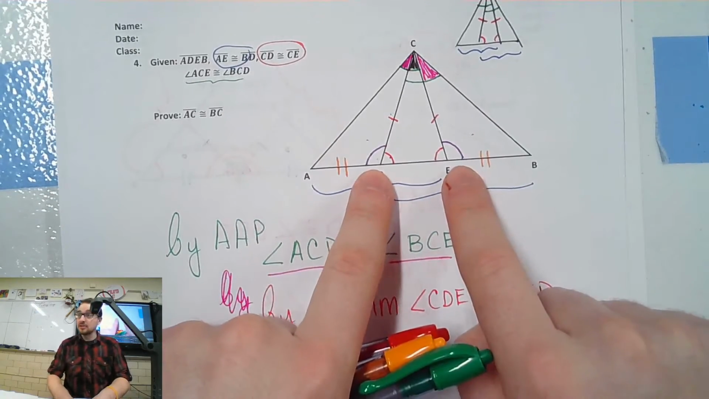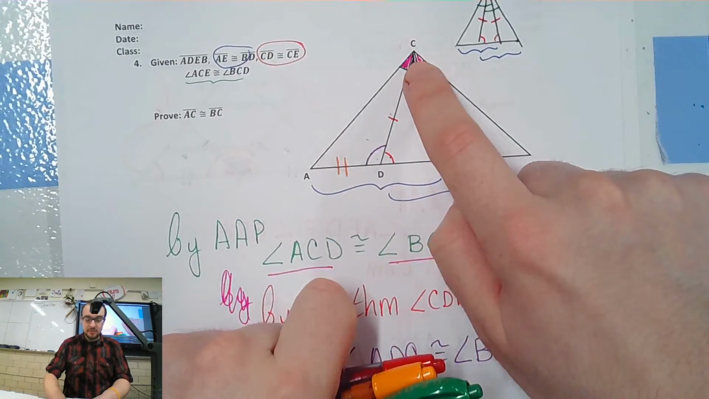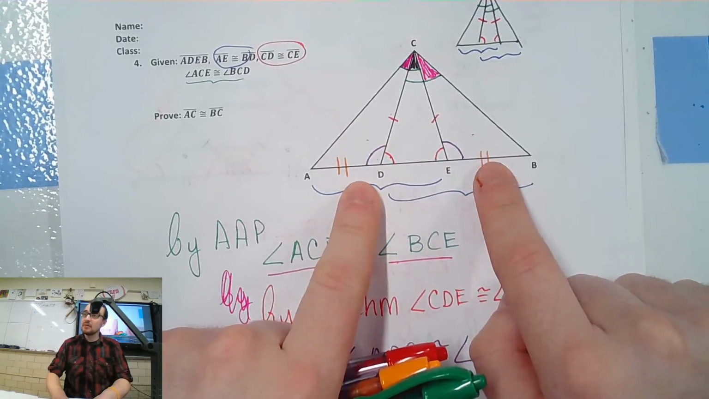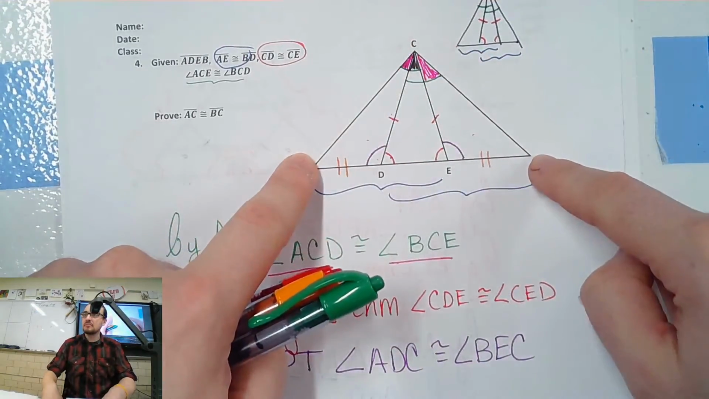By LPT, those angles are the same. So by angle, side, angle, triangles are the same. Then by CPCTC, the sides are the same.